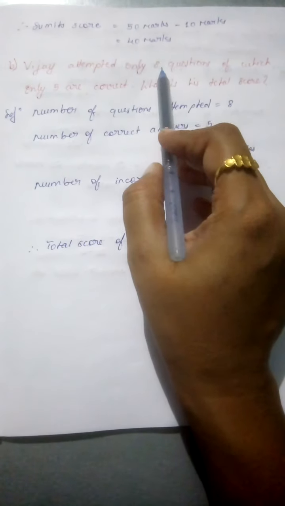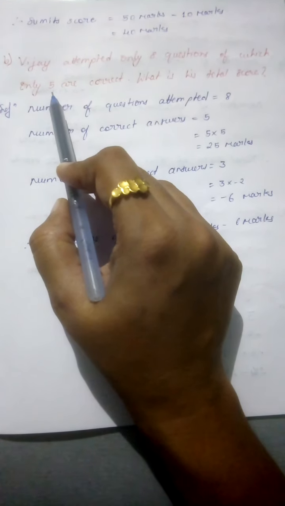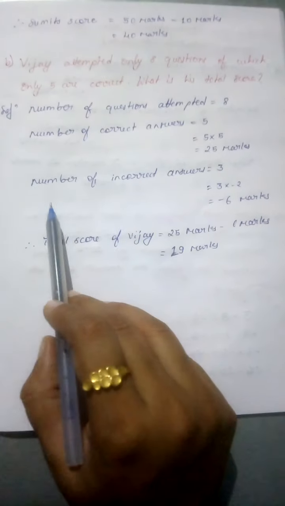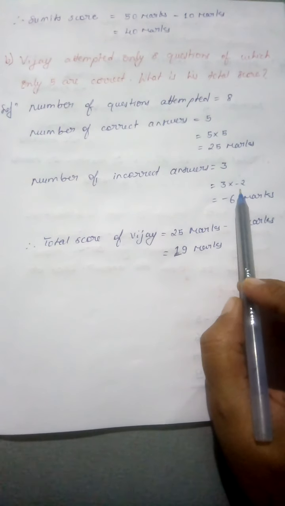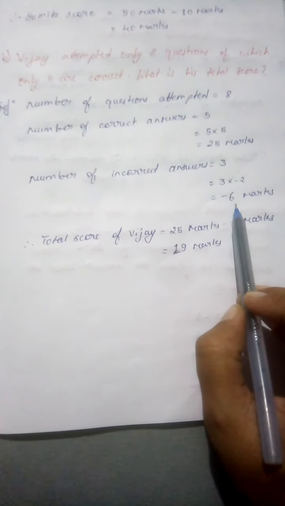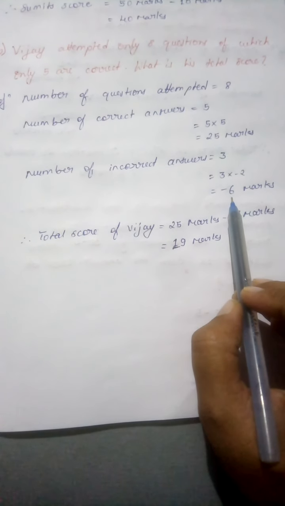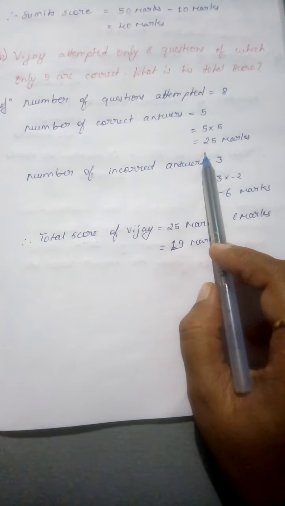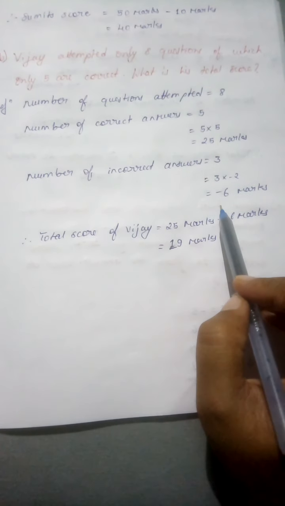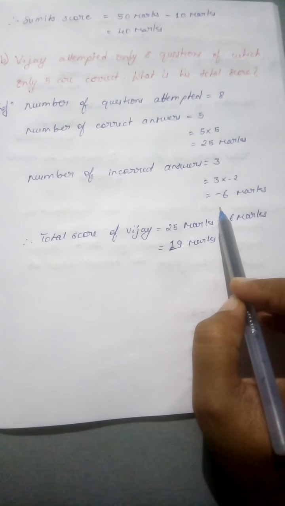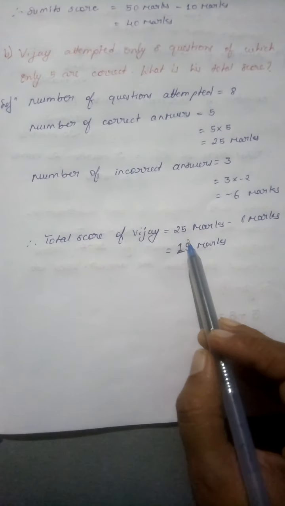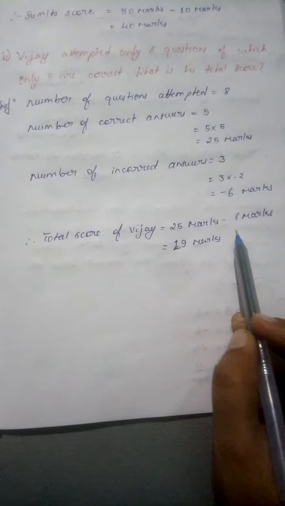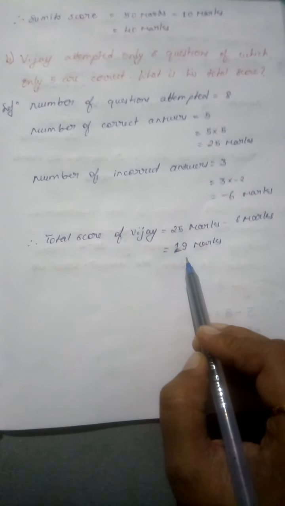Then if out of 8, correct answers are 5, it means incorrect answers are 3. So the number of incorrect answers equals 3. Then 3 multiplied with -2 equals -6. So he got -6 marks for incorrect answers. From 25 we subtract 6 marks, and we get the total score of Vijay. So the total score of Vijay equals 25 marks minus 6 marks, which equals 19 marks. So Vijay got 19 marks.